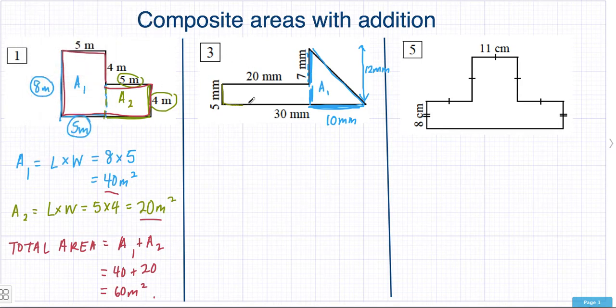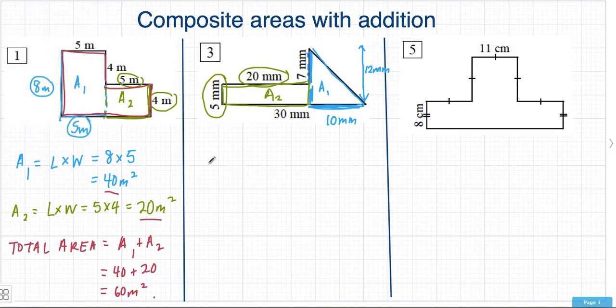So this part here in green, this is a bit easier because you can see that the height of that rectangle is 5 millimeters and the width of that rectangle is 20 millimeters. So this is really going to be a bit easier to find the area of. So this is area 2.